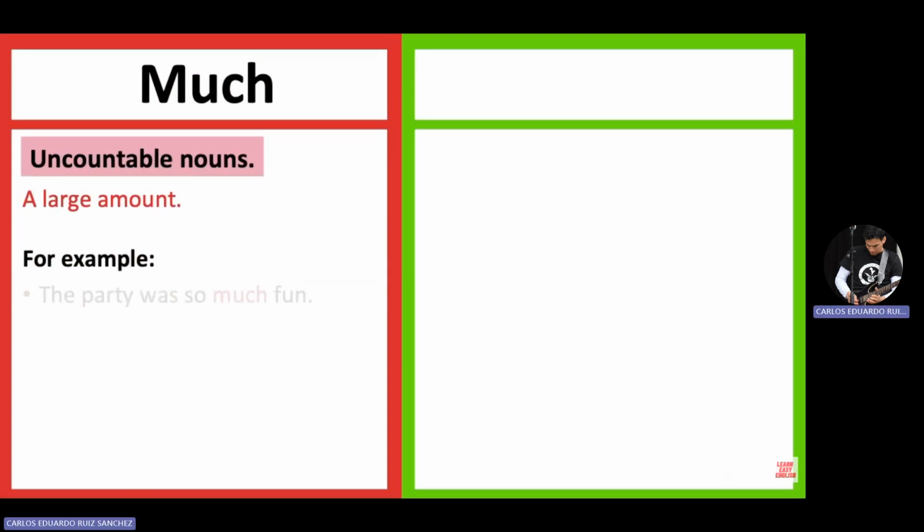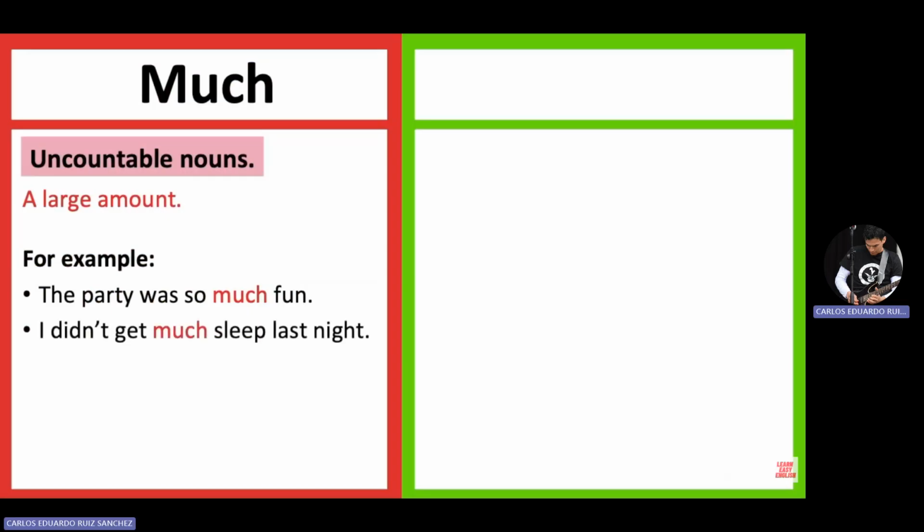For example, the party was so much fun. The uncountable noun in this sentence is fun. I didn't get much sleep last night. This is an example of a negative sentence. The uncountable noun in this sentence is sleep. How much money do you have?